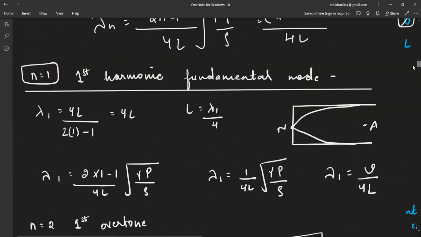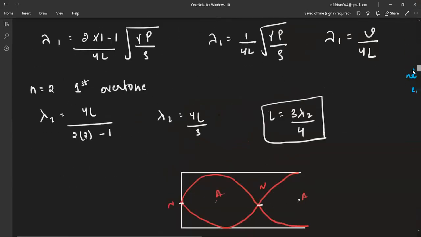When you're talking about the first harmonic, it is with n equal to 1. So lambda is 4L by 2n minus 1, and this is equal to 4L. When you're talking about the length, this is lambda by 4, because the wave flows from one side. Second, frequency is equal to 1 by 4L under root gamma p by rho, so frequency will be v by 4L. For the second one, that is the first overtone, put n equal to 2, you get 4L by 3 and so on.